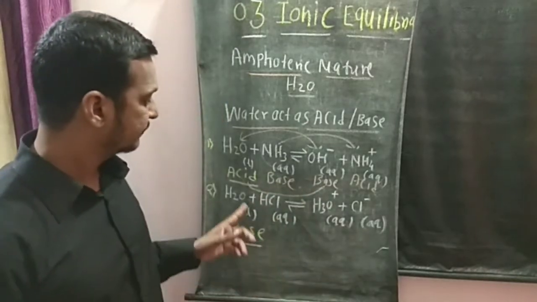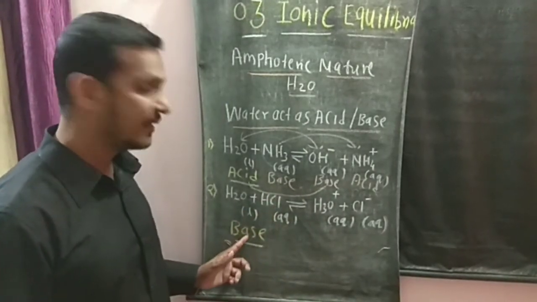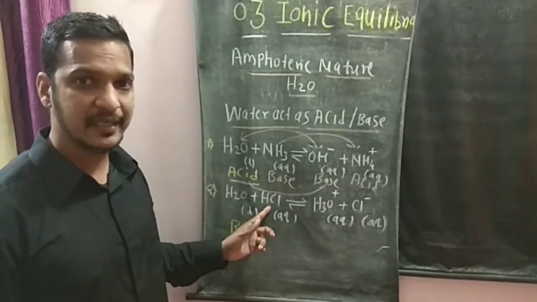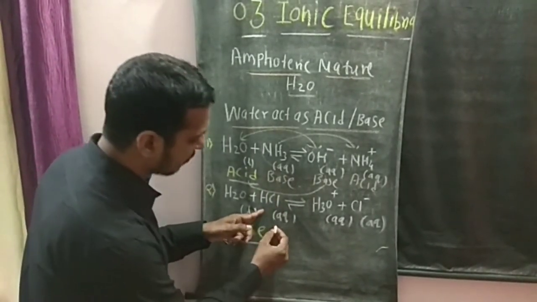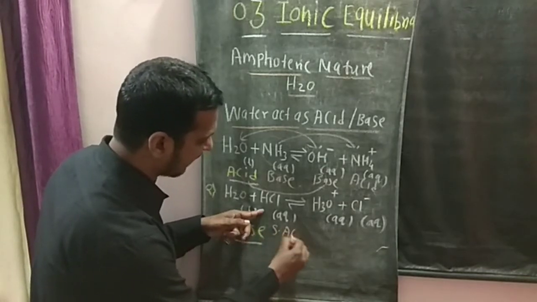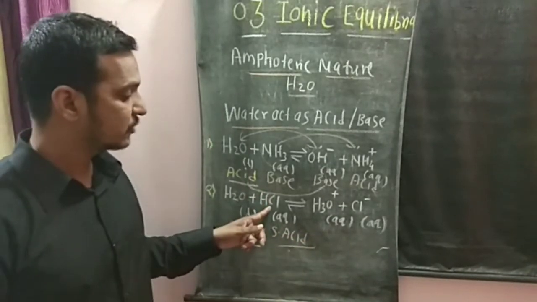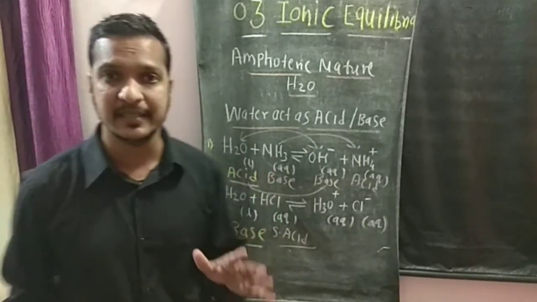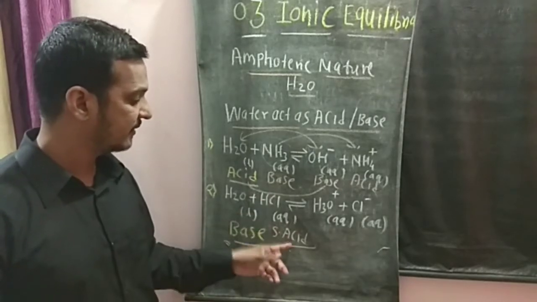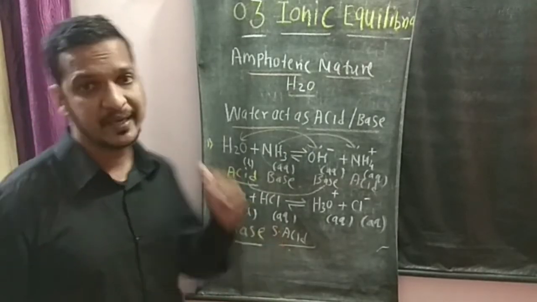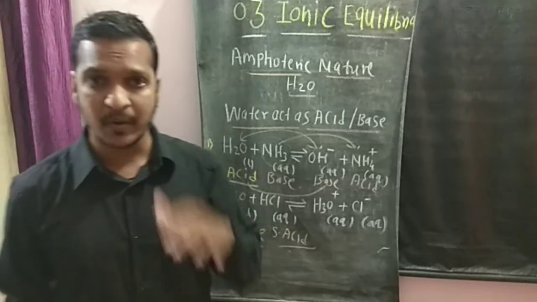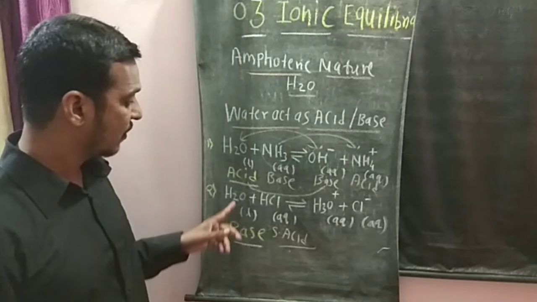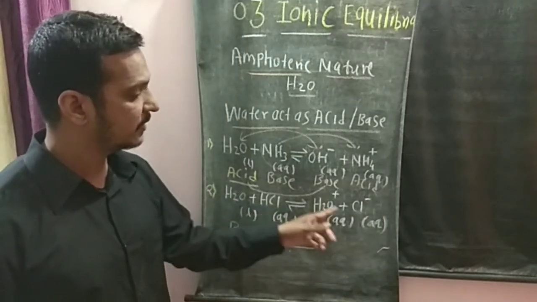Now in the second example, when water reacts with HCl, water acts as a base. Why? Because the opposite reactant HCl is a strong acid. So because the opposite reactant is a strong acid, water acts as a base. In the first case the opposite reactant is a strong base, that is why water acts as an acid. But here the opposite reactant is a strong acid, that is why water behaves as a base. So always remember that whether water acts as acid or base depends upon the opposite reactant. Now, water reacts with HCl to form H3O plus and Cl minus.